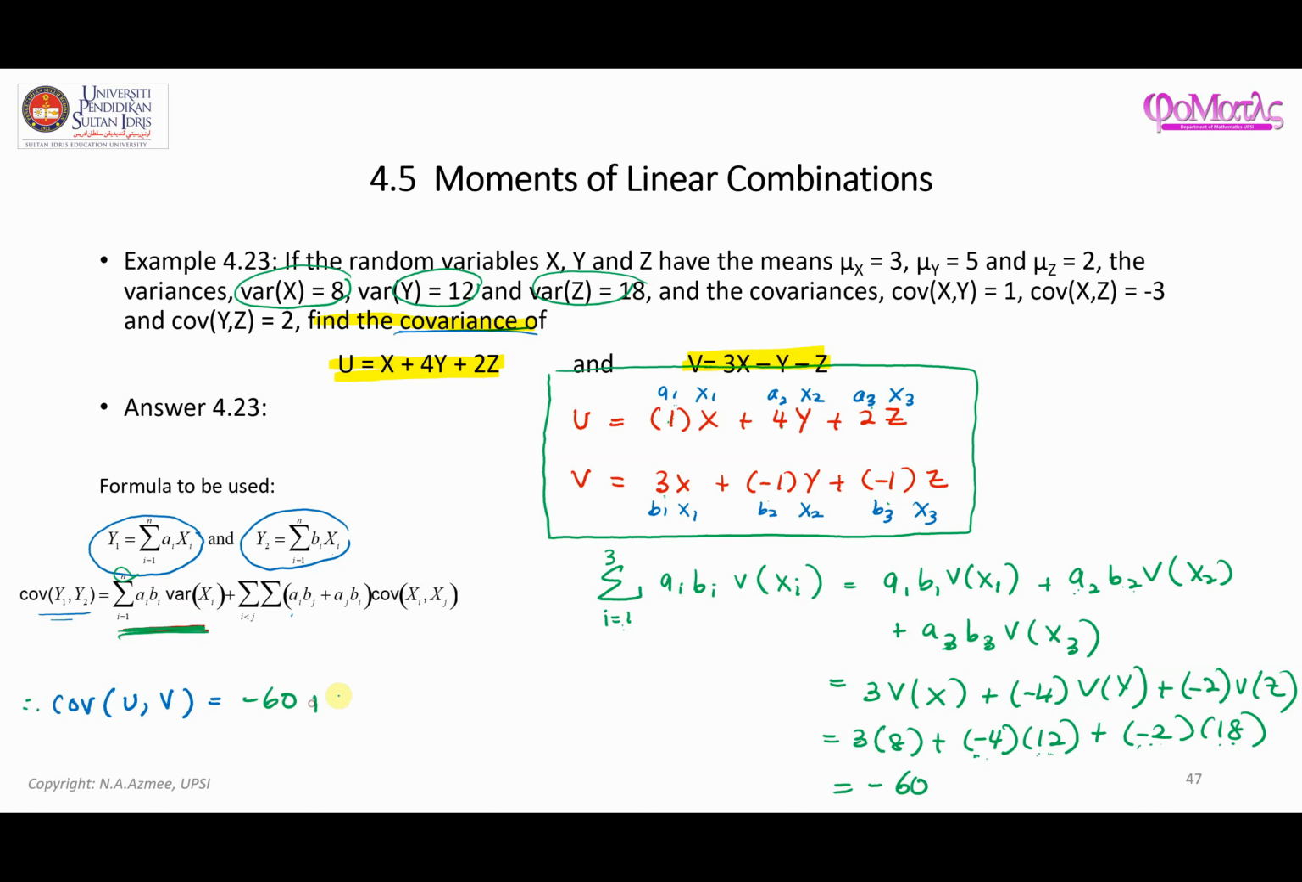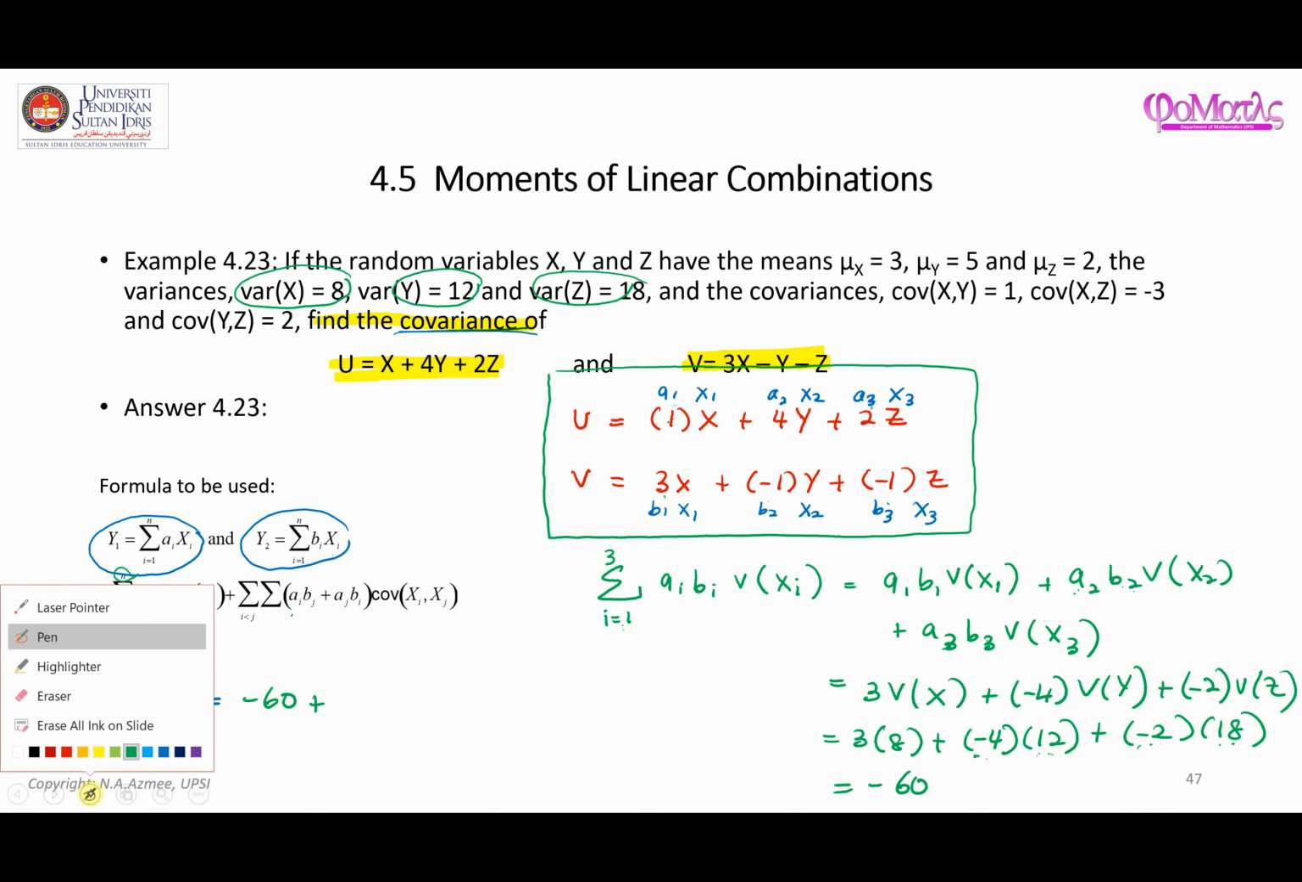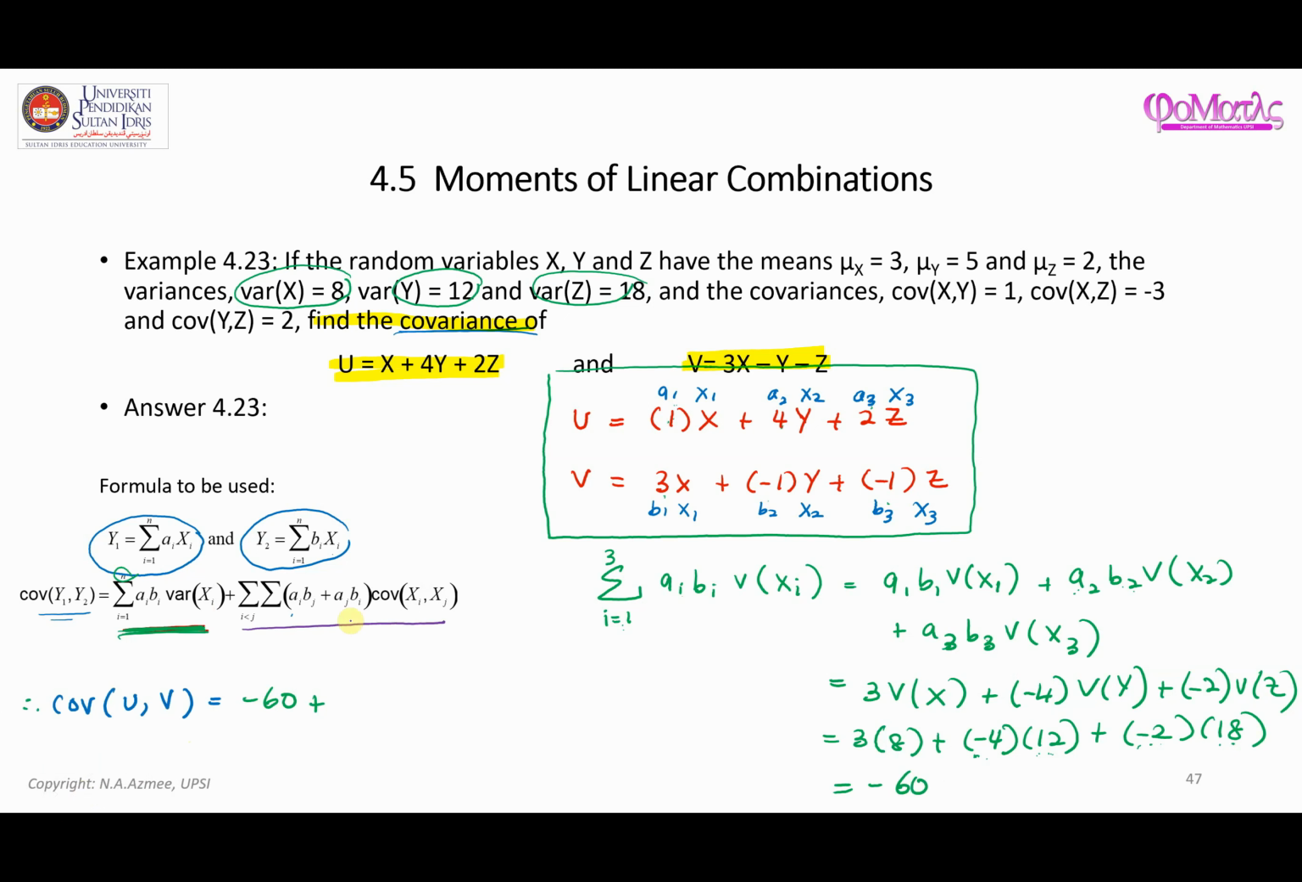We're going to continue this process, focusing on the second part. So we're going to do this part now. I need space to do that, so I'm just going to erase what I've done right here.